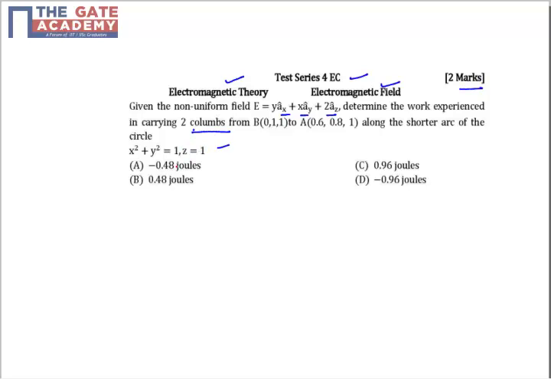Okay, we know that the electric field is a conservative field, so the work done by the electric field only depends upon the initial and final location, so that is equal to the integral from B to A of E dot dl. Okay, the question says that you need to follow the particular path, so okay, we'll follow that particular path only.